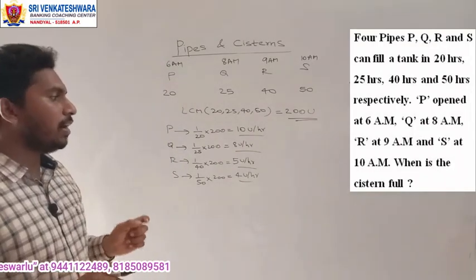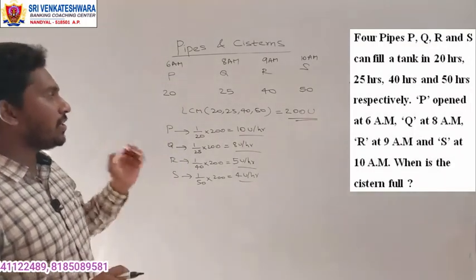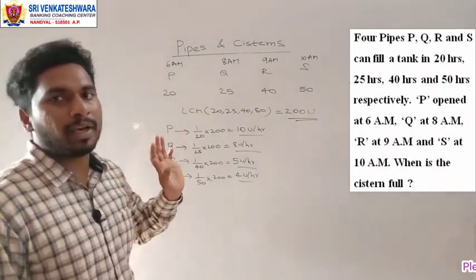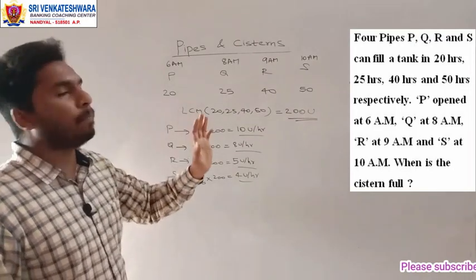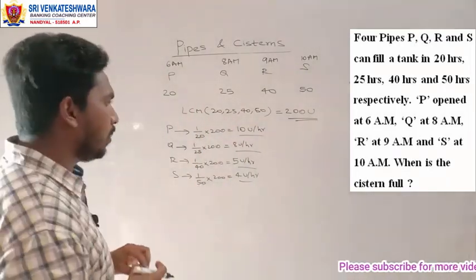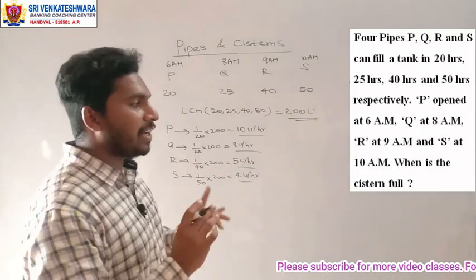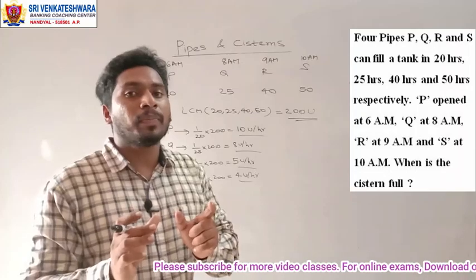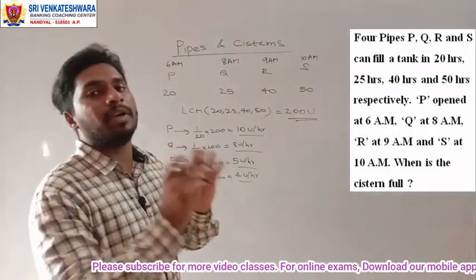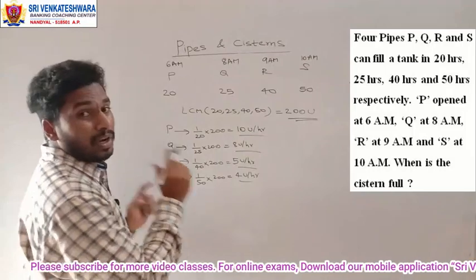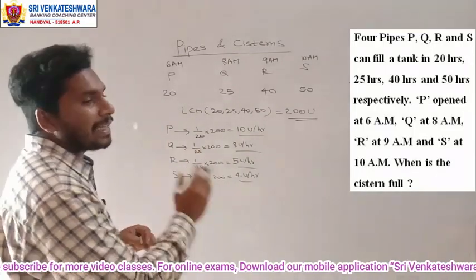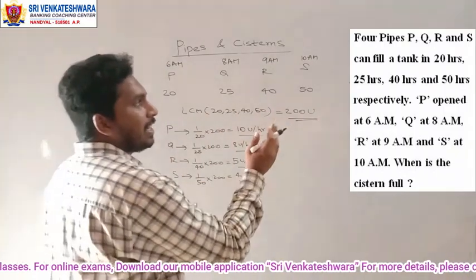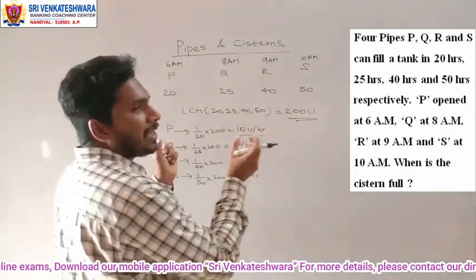Now they have given the times at which the pipes are opened. All are not being opened at the same time; each pipe opened at a different point of time. Ultimately they are asking when the cistern is full, so we have to find the point of time at which the tank will be filled completely. It is better to calculate the time after 10 a.m., because after 10 all the 4 will be turned on.